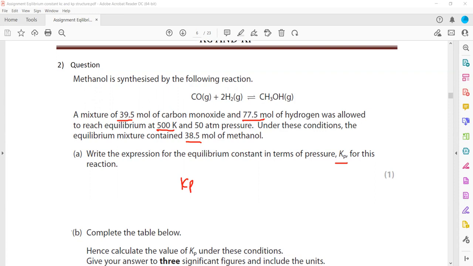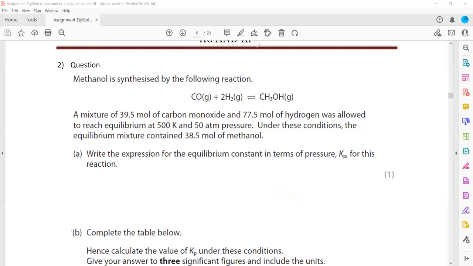So that is a product divided by reactant. So pressure of the product. So what is the product here? We have methanol as a product. So that is CH3OH divided by the pressure of the reactant. We have carbon monoxide and we have hydrogen. Because it is 2H2 here, so means this will be power 2 or twice. So this is the expression for Kp.